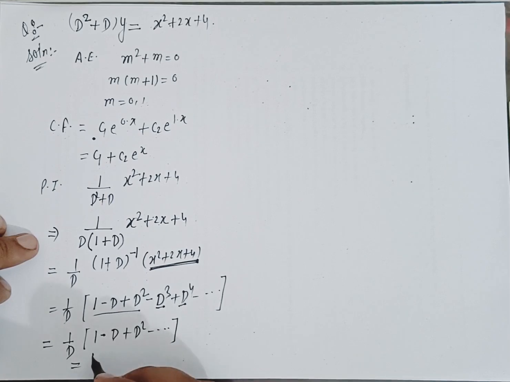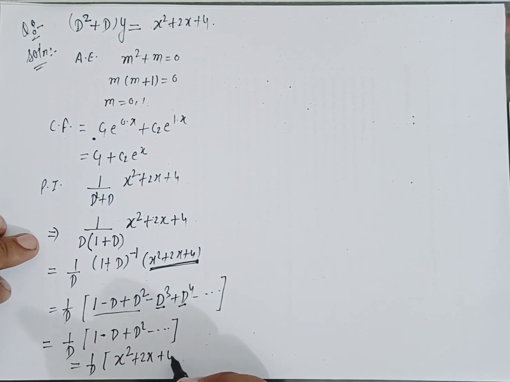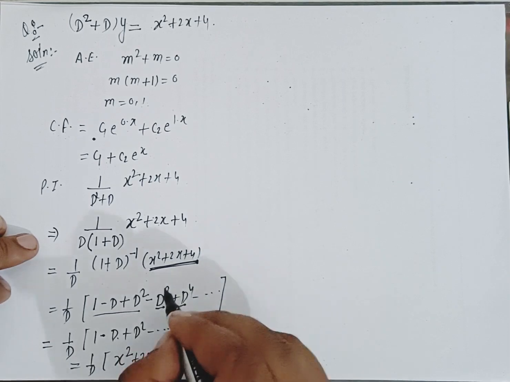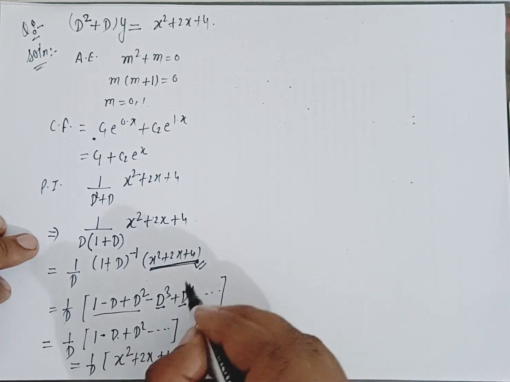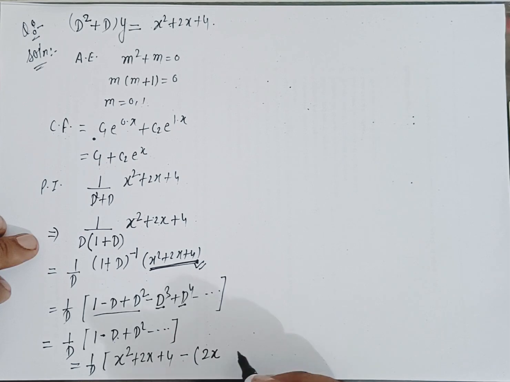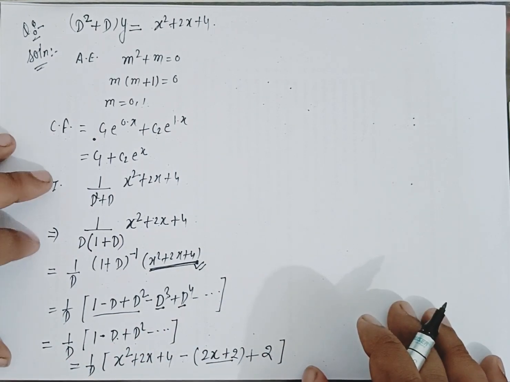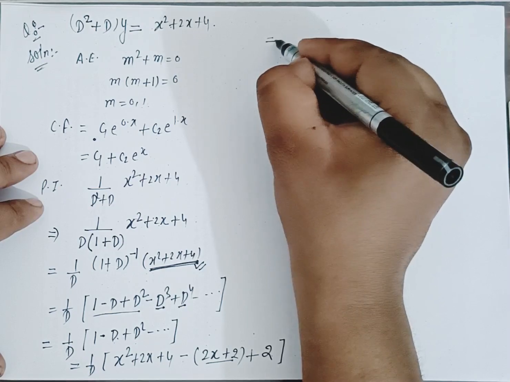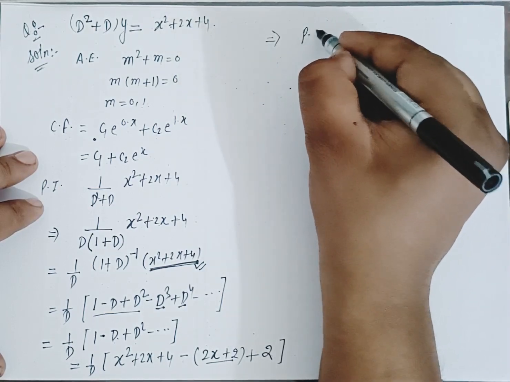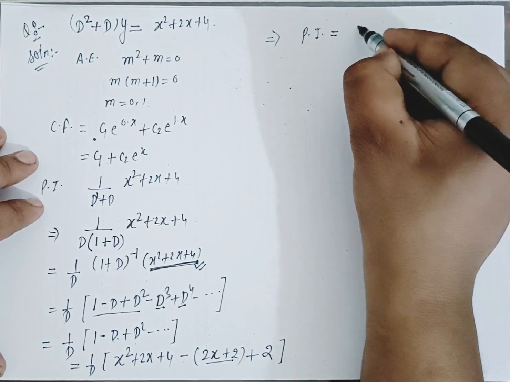Okay, now come on, 1 upon D and multiply this term into x square plus 2x and then plus 4, then minus derivative of this, D means first derivative of this, so it will be 2x and then plus 2, okay, and then plus double derivative of this, means again derivative of this, and this will be 2, okay. Now it is final, and the rest of the derivatives will be 0. Now what about the results? So we have the final result for the PI as 1 upon D.